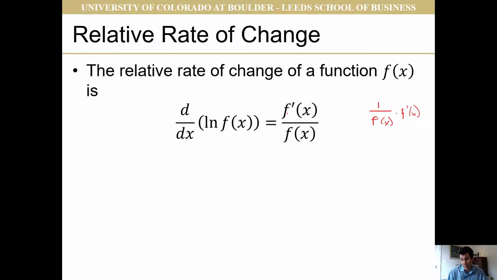But depending on how big the function is, an f prime of x being 10 could be a very big number, or it could be a tiny number. If f of x is 1, then f prime of x being 10 is a large number. But if f of x is 1,000,000, then f prime of x being 10 is a relatively small number. So f prime of x divided by f of x is the relative rate of change of a function.